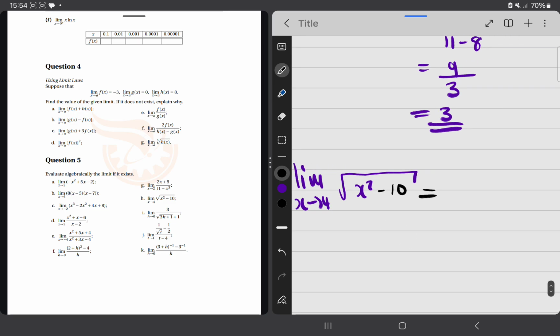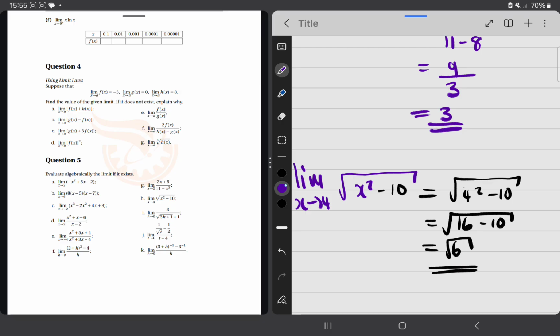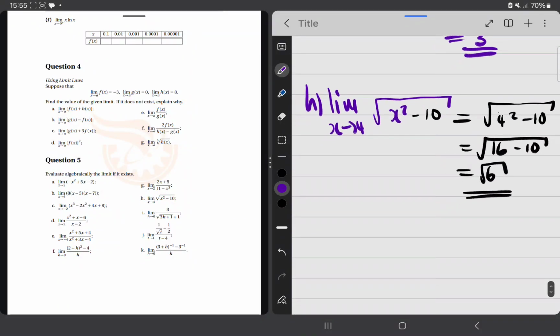So the limit is just going to be the square root of, you substitute. Where there's x, you put the 4. That's what you're approaching. So it's going to be 4 squared minus 10, which is going to be 16 minus 10, the square root of that, which is going to be square root of 6. This is if you want to use those. If you want to write the longer way, which is still fine, you can do step by step like we did, maybe I'll do part H in another way.